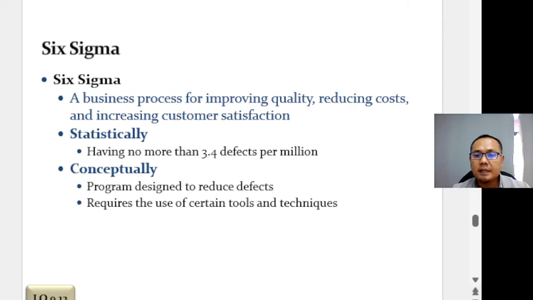The term Six Sigma has several meanings. Statistically, Six Sigma means having no more than a certain number of defects per million opportunities in any process, product, or service. Conceptually, the term is much broader, referring to a program designed to reduce the occurrence of defects to achieve lower cost and improve customer satisfaction. Conceptually, the program is designed to reduce defects and requires the use of certain tools and techniques.